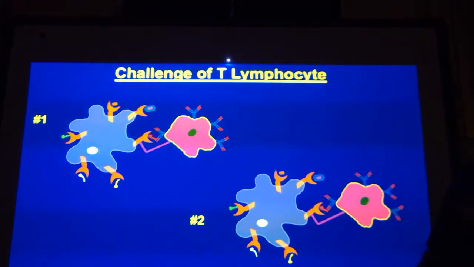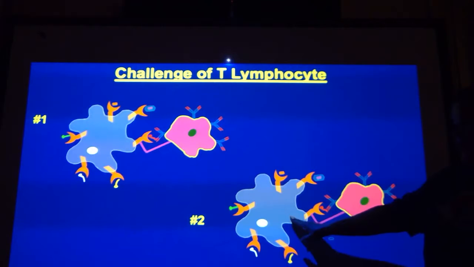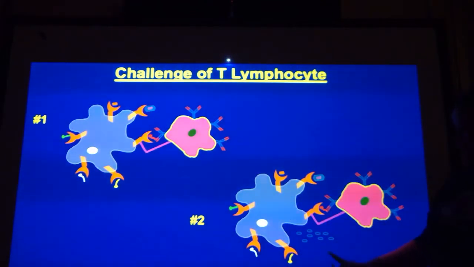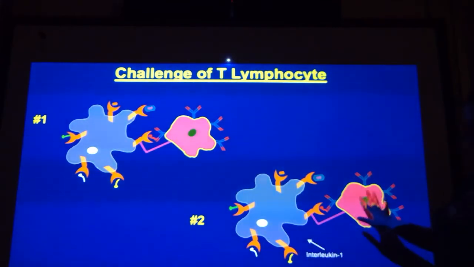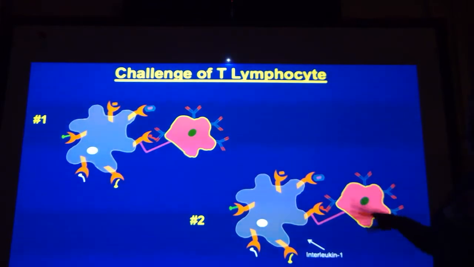Once it's stable, my antigen presenting cell releases interleukin 1. Interleukin 1 goes across to my helper T cell. This is going to cause a chain of events that leads to multiplication of the cell.